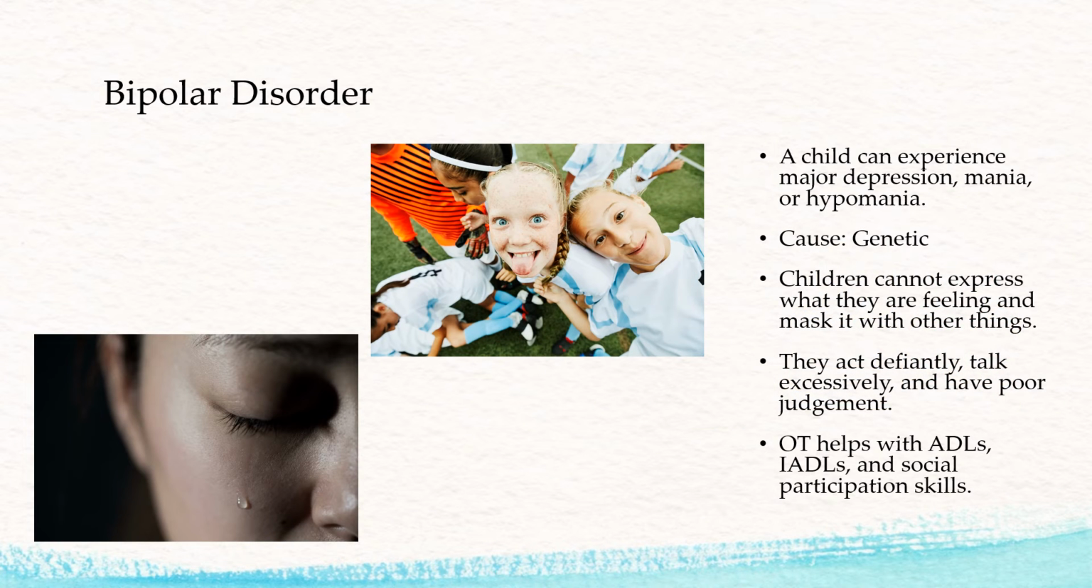Bipolar disorder is genetic and follows through with family history. A child or adolescent will experience major depression and mania or hypomania. They will have so much energy and will be disruptive, are easily frustrated, impulsive, and can even have delusions. Children do not know how to accurately express their emotions and will mask it by stating that they are bored, that they're mad, restless, that they don't like their friends anymore, and that they don't like school. This can cause them to be defiant, talk excessively, and have poor judgment.